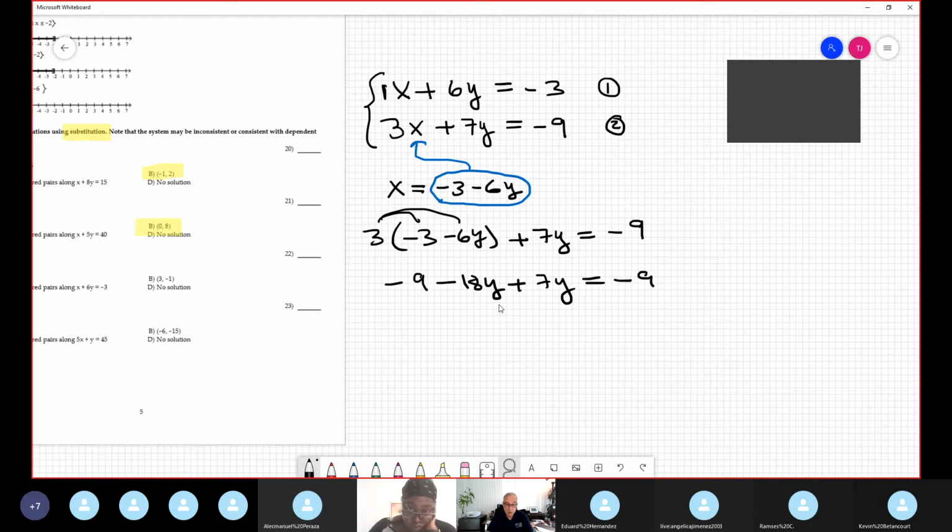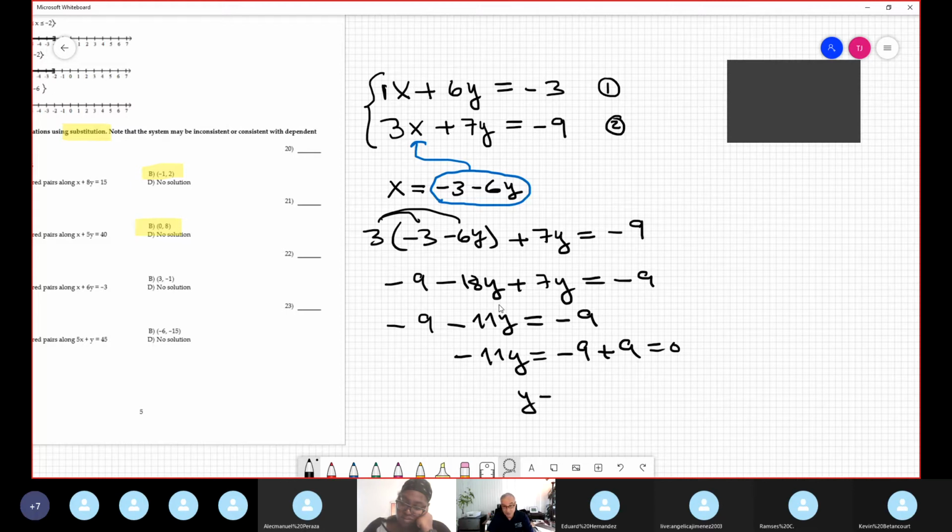Negative 18 plus 7 is negative 11. So negative 9 minus 11y equal negative 9. Wow, too many negatives. I move this negative 9 to the other side as positive 9. It's 0. Divided by negative 11, it's obvious that y is 0. See, y is 0. Substitution here.